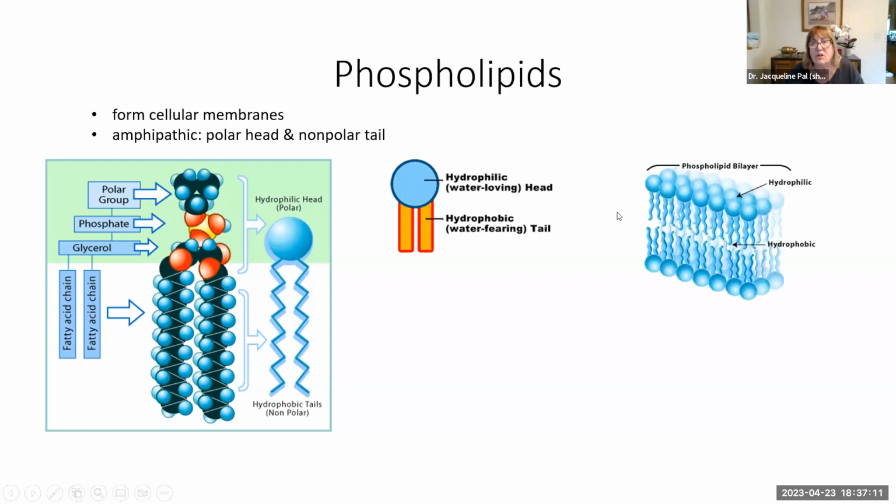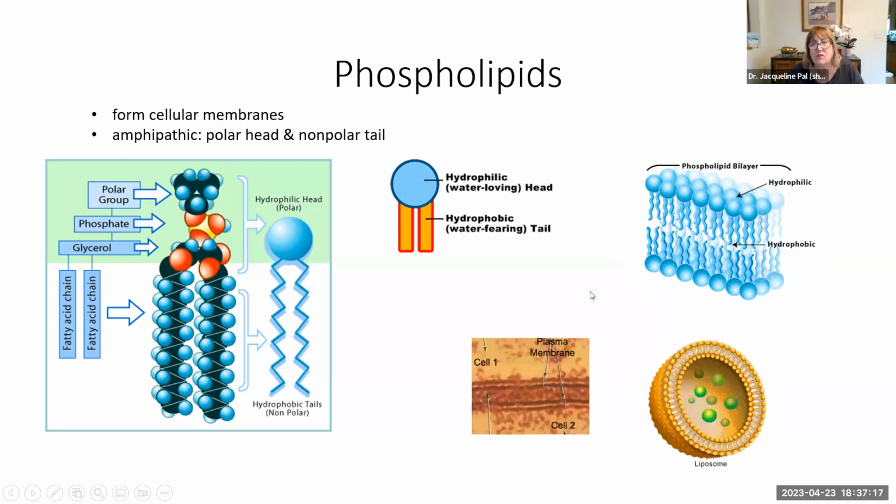All right, and as we showed before, this is how it spontaneously would form a phospholipid bilayer to form all the membranes in your body. So all your plasma membranes have phospholipid bilayers on the outside of each cell, as well as some of your organelles. So think your endoplasmic reticulum, your Golgi apparatus, your vesicles, your vacuoles, those types of things.